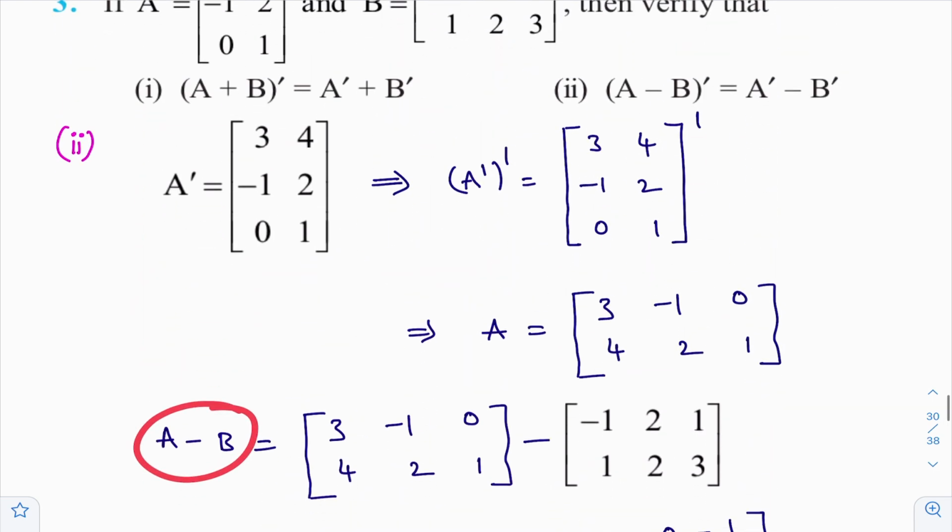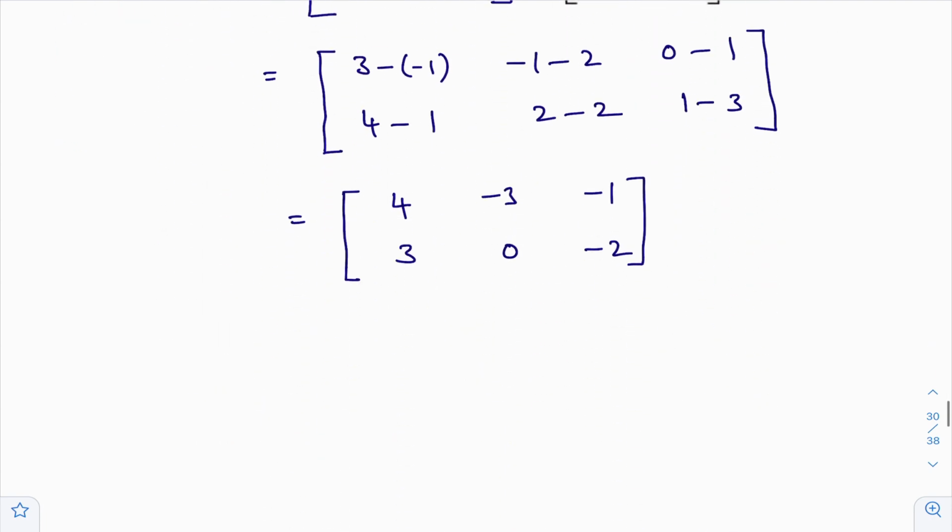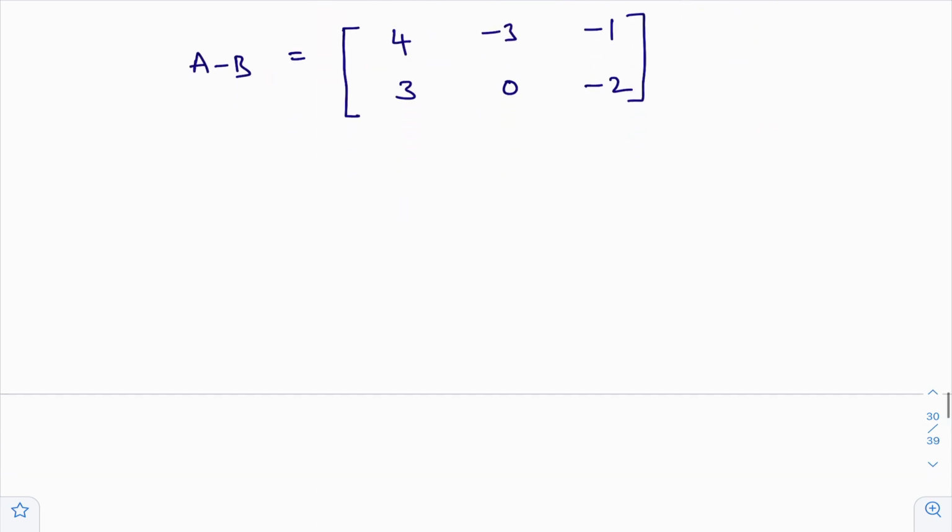What you are trying to do is verify this. So first, you need A minus B whole dash. You want to calculate A minus B whole dash. For that, you just calculated A minus B. Now you transpose this matrix, A minus B transpose. How to transpose this matrix? Here the first row is there. First row, you write it as the first column.